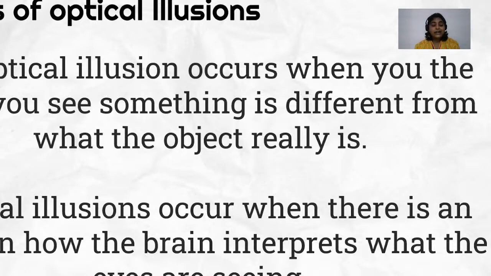Coming to the next part, optical illusions occur when there is an error in how the brain interprets what the eyes are saying. Exactly. So when I was judging the image, my brain had a certain perception and was interpreting the way I was looking through my own eyes, and then I was judging it.